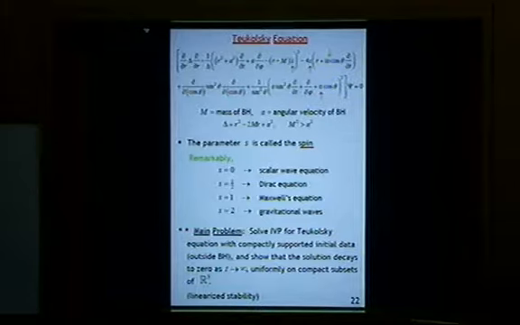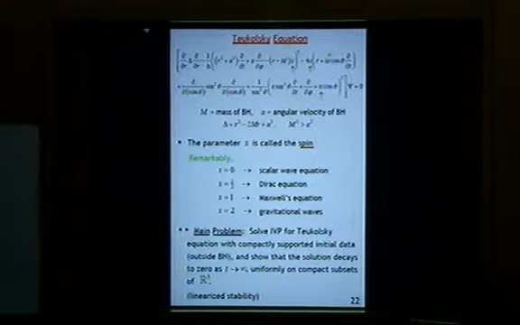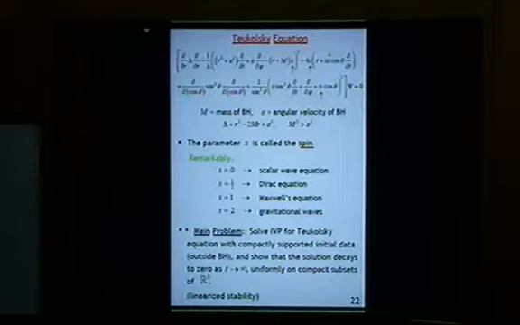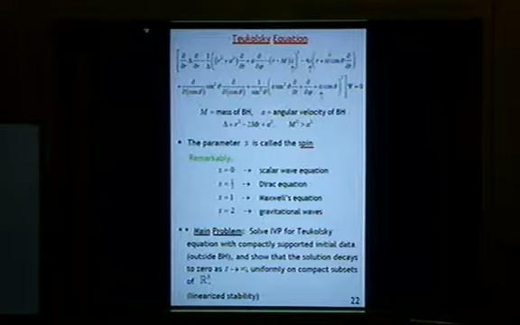A is this angular velocity, and delta is what we had before, m squared bigger than a squared. But now we're outside the black hole, so we don't worry about 1 over delta going to 0. The parameter s, the physicists call that the spin. Okay, that's the spin. And what's amazing is when s is equal to 0, this equation governs scalar waves. When s is equal to a half, it governs the Dirac equation. When s is equal to 1, it governs Maxwell's equations. And when s is equal to 2, it governs gravitational waves.